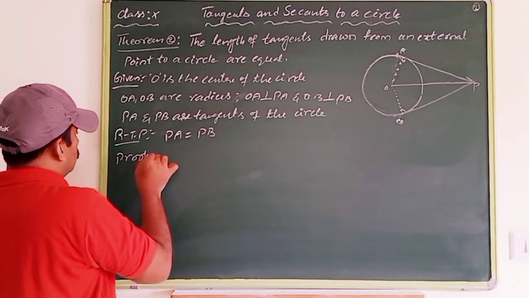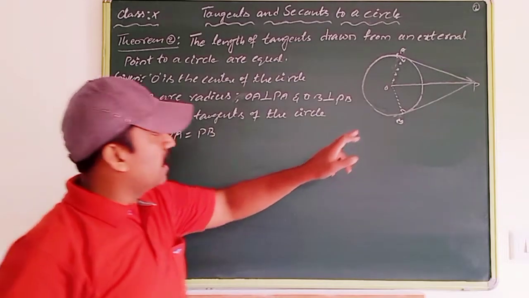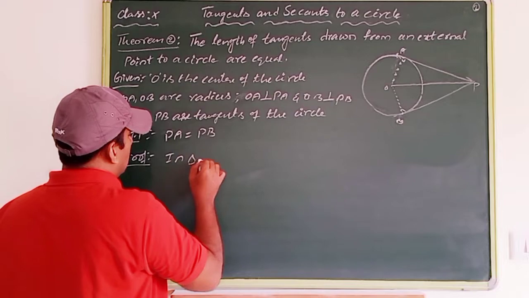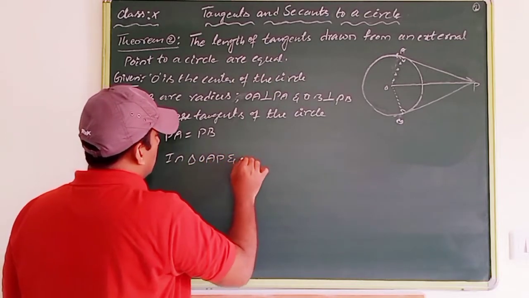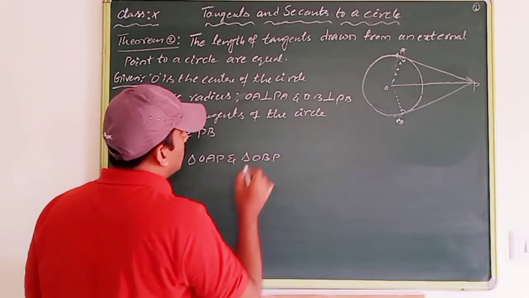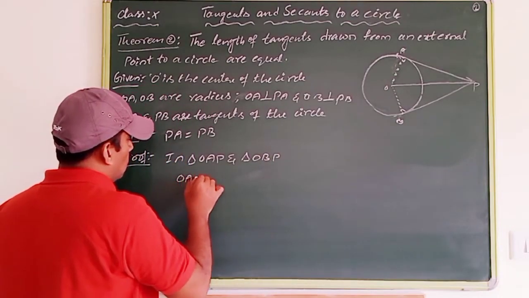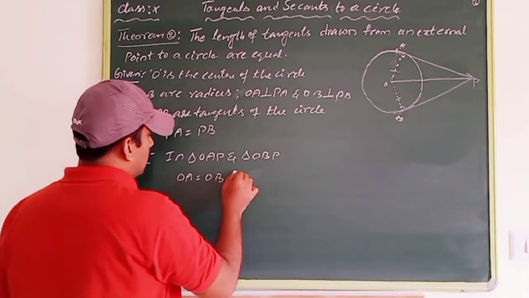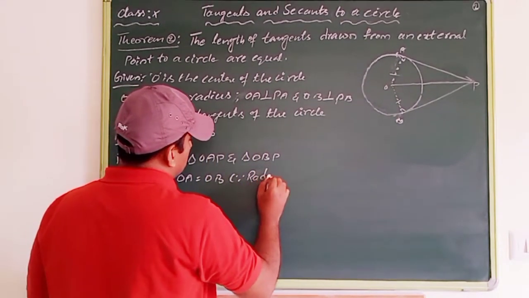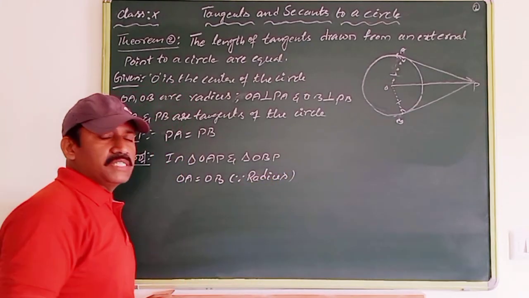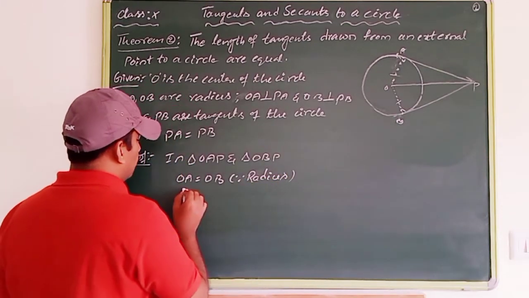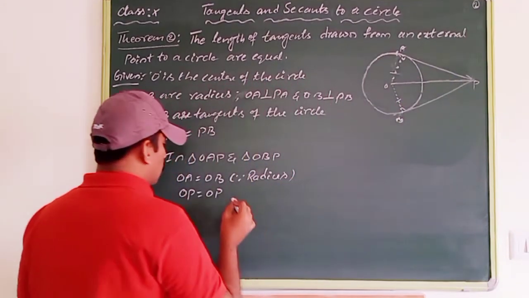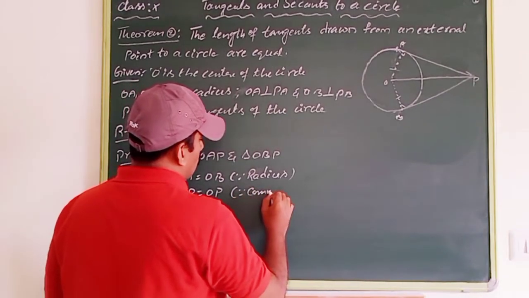How can you prove? Now, I am going to compare the two triangles, triangle OAP and OBP. So, in triangle OAP and triangle OBP, now we can compare here OA equal to OB. The reason, since these are the radius, the radius of the circle are equal. Next, OP equal to OP. OP is the common side of both triangles here, okay.